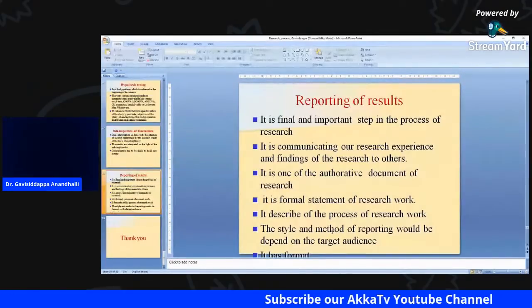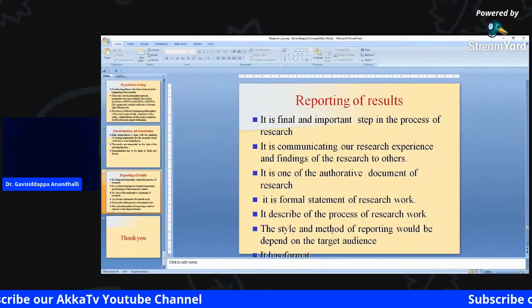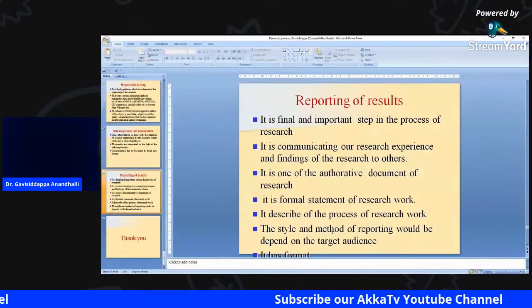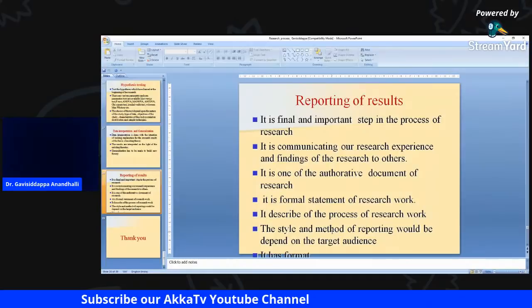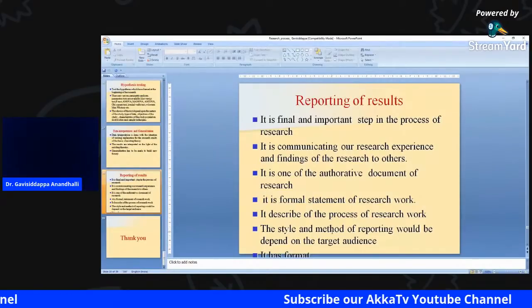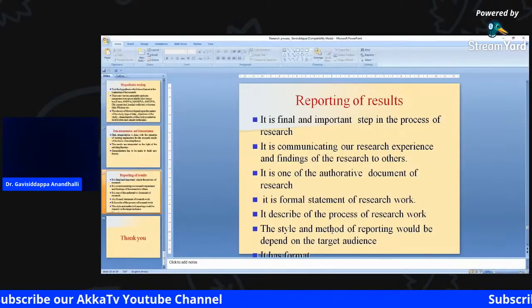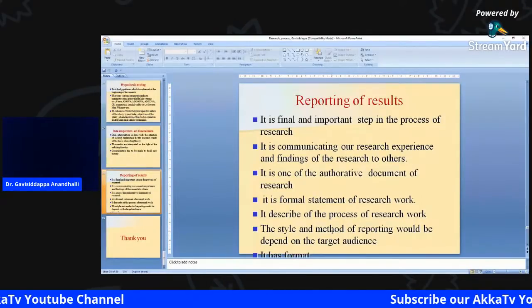The last stage of the research process is reporting of the result. It is a final and important step in the process of research. Once the data analysis is over, this is the final stage. Whatever findings we have traced in the research work has to be produced in the form of a document. It is an official document. It has to be submitted to the concerned authority.